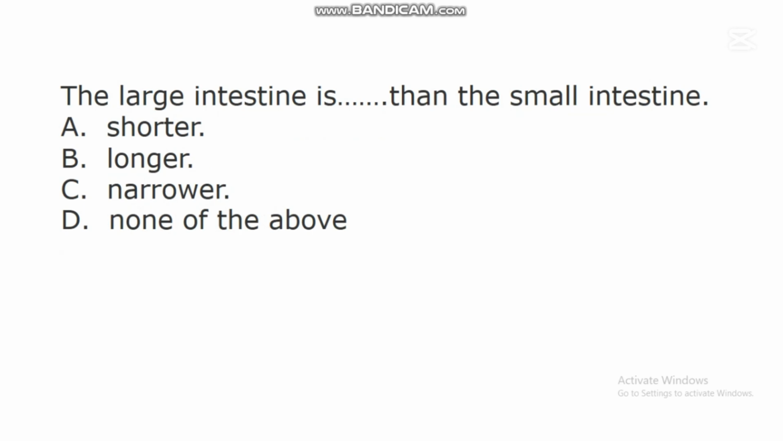The next question says, the large intestine is dash than the small intestine. A. Shorter than the small intestine. B. Longer than the small intestine. C. Narrower than the small intestine. D. None of the above. In this question, the correct answer is A. Shorter than the small intestine. Studies have shown that this part of the digestive system known as the large intestine is shorter than the small intestine anatomically.